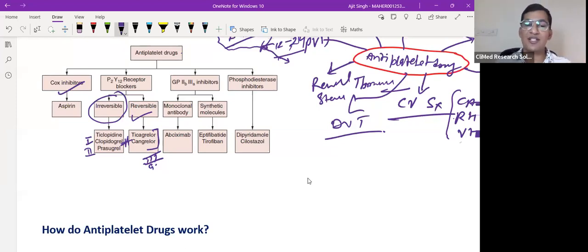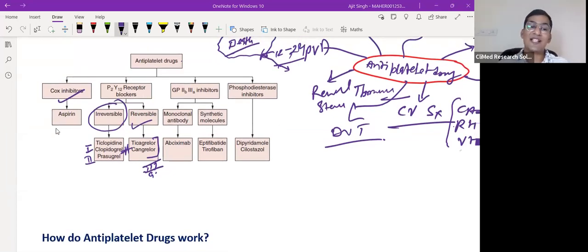Understand? Very simple and easy to understand, and it is an important term to understand. So one is aspirin, then P2Y12 receptor blockers, in that irreversible and reversible. Reversible are ticagrelor and cangrelor, and irreversible are ticlopidine, clopidogrel, and prasugrel. Now third is GP2b3a inhibitors, so glycoprotein 2b and 3a inhibitors.